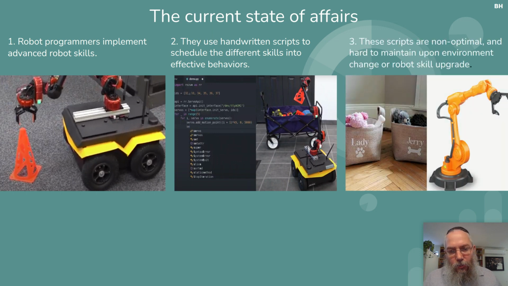And even after they succeed in creating a good behavior policy, if something changes, for example they change some hardware in the robot arm, or the environment changes and we now have two baskets instead of a single basket, or the skill code was upgraded, then sometimes they need to write everything from the beginning and experiment again. So this is a real gap and a real challenge for robotic engineers.